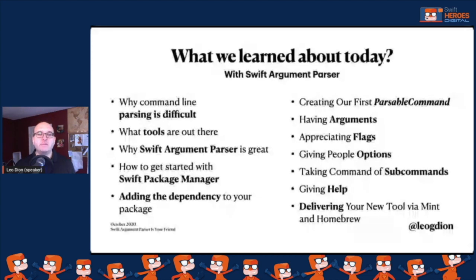And then we talked about creating our first parsable command, which is the base protocol for creating a command line tool. We talked about arguments, flags, and optionals, as well as how to do subcommands, which we've seen a lot in Git and Swift as well, which also uses Swift Argument Parser. We talked about giving help, that is by giving abstracts and help through the different property wrappers for arguments, options, and flags. And then we talked about delivering your new tool, whether that's through Homebrew or by supporting Mint as well.